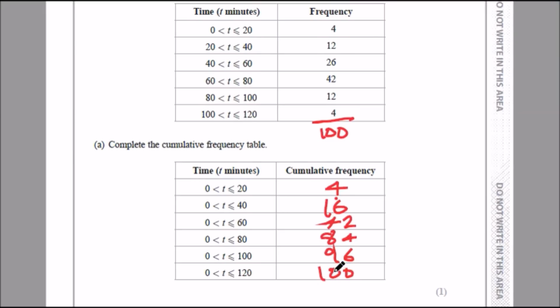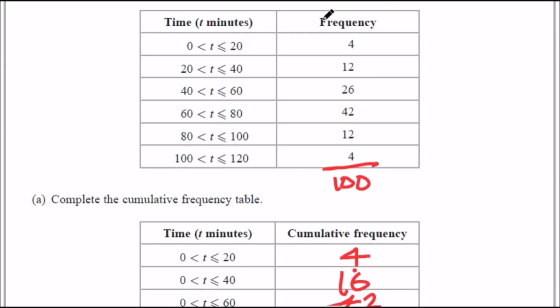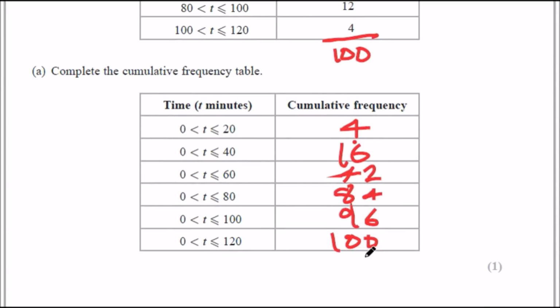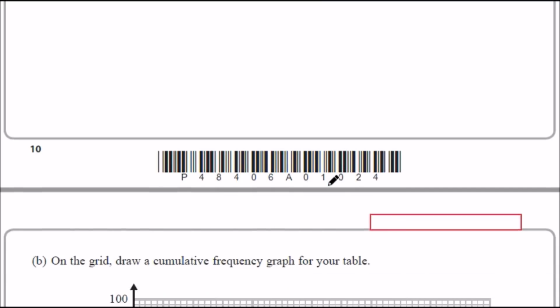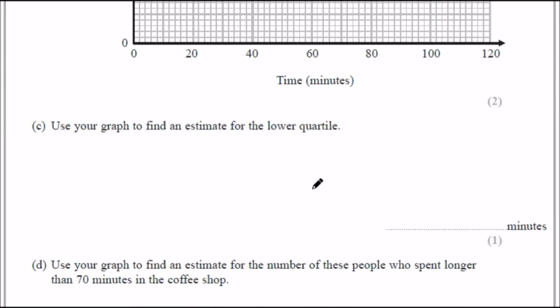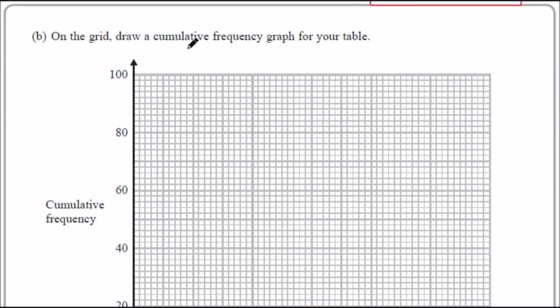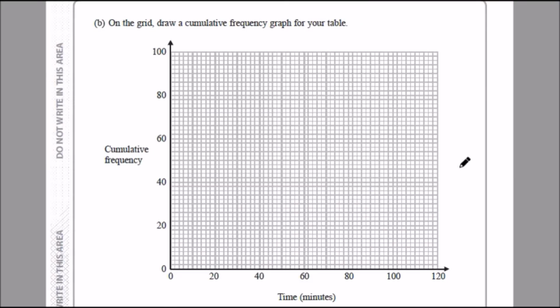Okay, good. As long as your answer totals 100, you know you did it okay. So let me zoom back in. Yep, the sum is 100. Now we have to plot this. In this question, we need to draw a cumulative frequency graph. Again, let me zoom back out, so we're going to take our time with this.